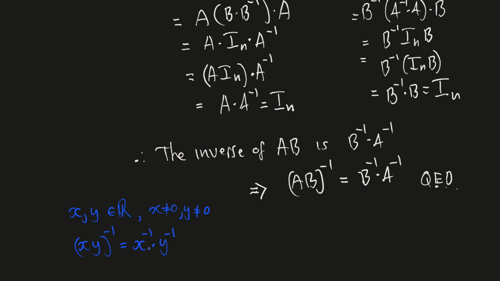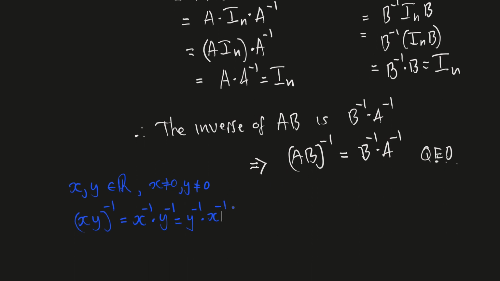Right? And with real numbers, because real numbers under multiplication commute, this is the same as y inverse times x inverse. We can do this for real numbers, but we can't do it for matrices. And that's why we have to have it in this B inverse times A inverse pattern.